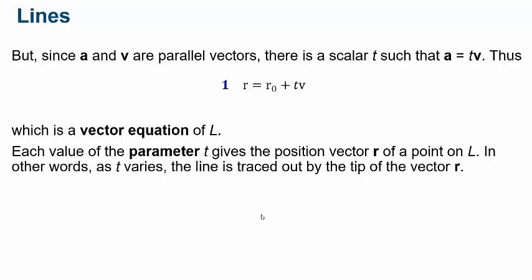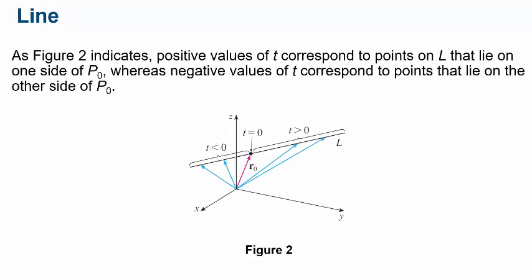Each value of the parameter t gives the position vector r of a point on line L. In other words, as t varies, the line is traced out by the tip of the vector. What you can see in figure 2 indicates positive values of t move the vector up the line, negative values of t move vectors down the line.